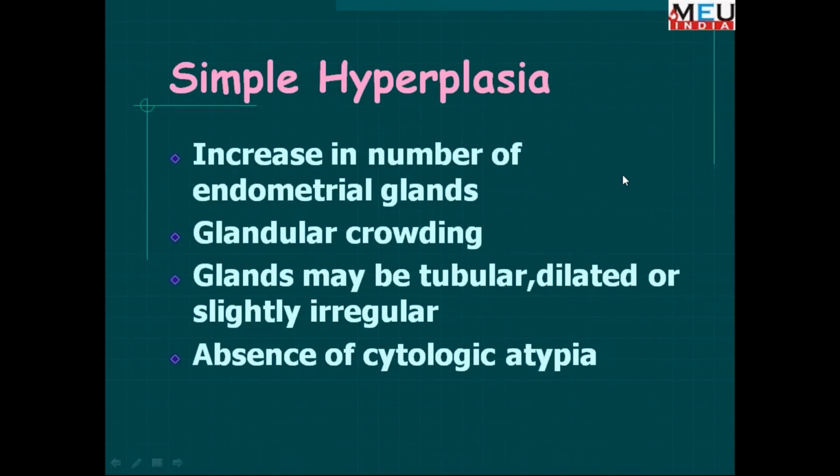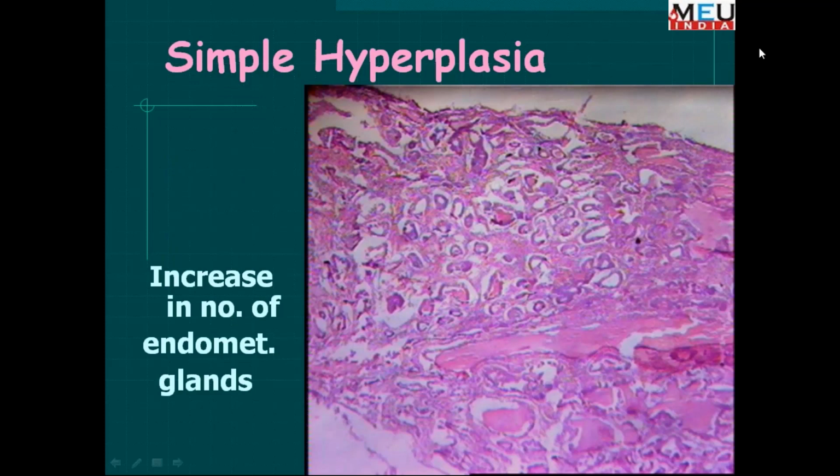Simple hyperplasia is simply the increase in the number of endometrial glands, and there is glandular crowding. The interglandular stroma becomes less, and the glands may become tubular, dilated, or slightly irregular. There is absence of cytological atypia in simple hyperplasia, and it is generally not a very malignant condition.